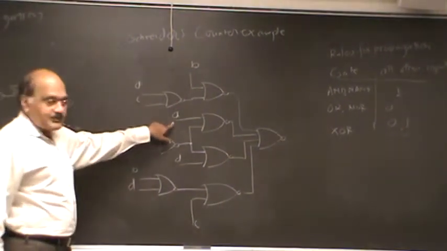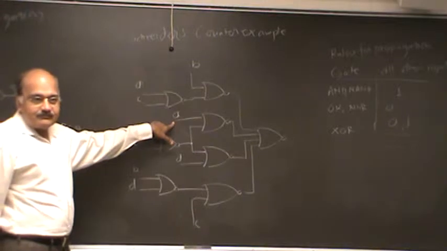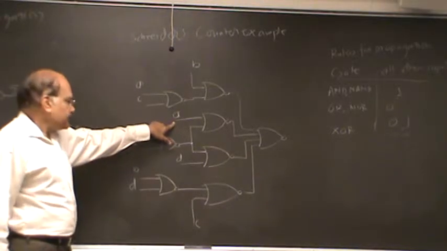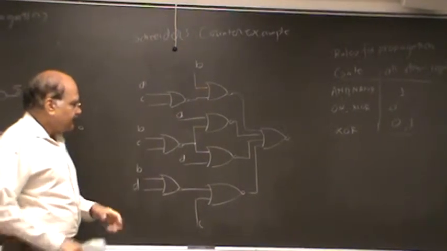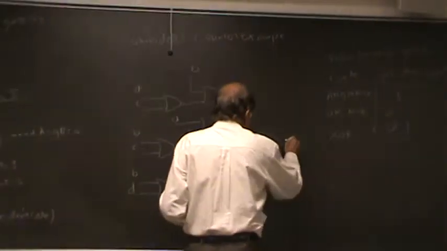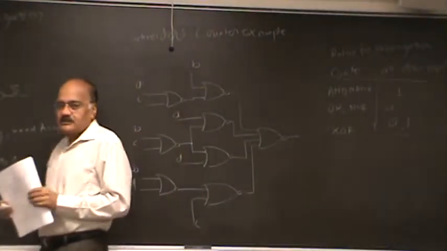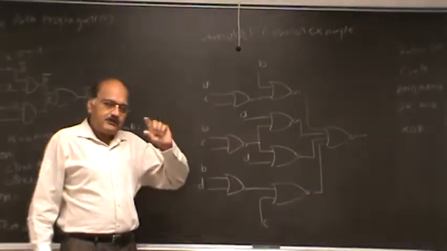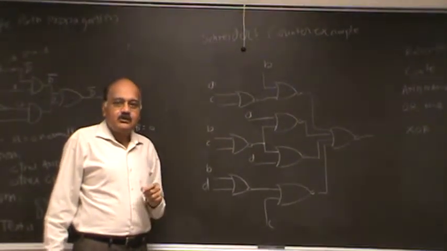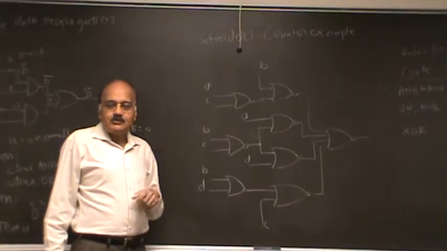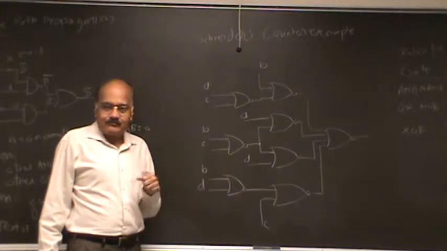This A is the same thing as this A. I could connect them, but then it gets too messy. This is a convention that is sometimes used in some of the software packages which allow you to draw circuits. If you give the same label to two lines, then those two lines are supposed to be connected.